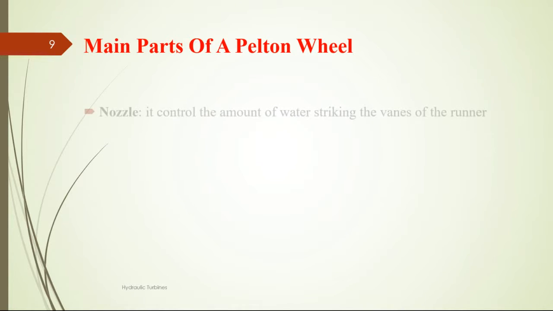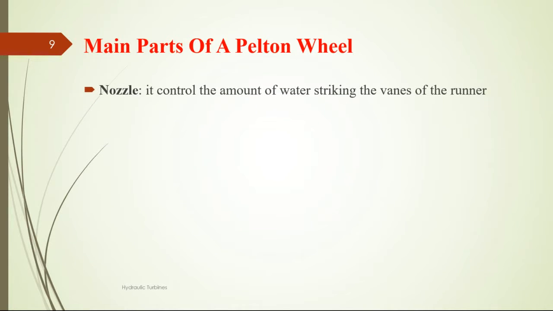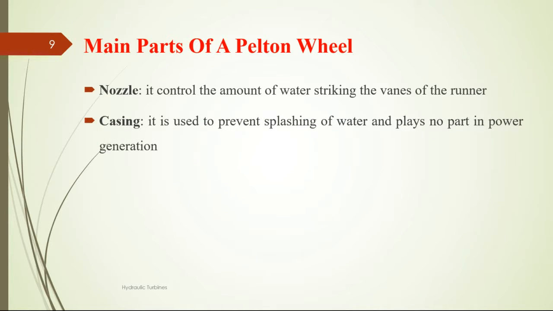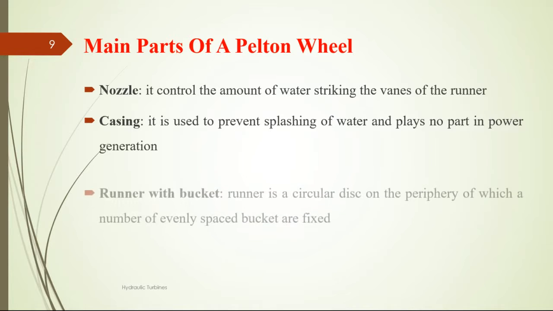Next, main parts of a Pelton wheel. So nozzle is one of the main parts. It controls the amount of water striking the vane of the runner. Then next one is casing. It is used to prevent splashing of water and plays no part in power generation.